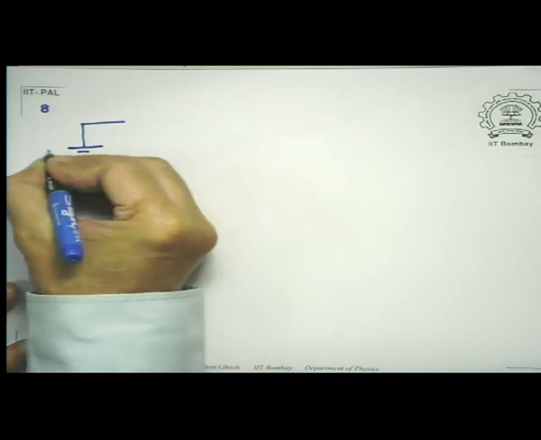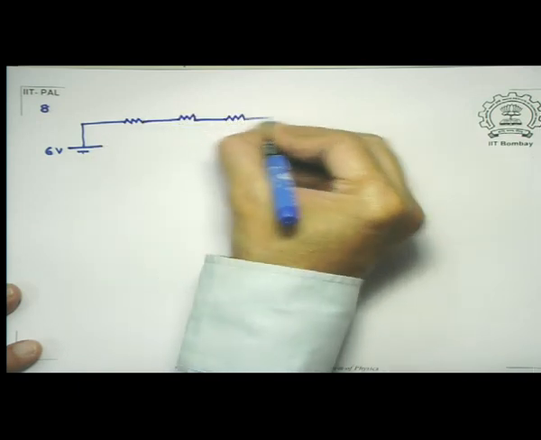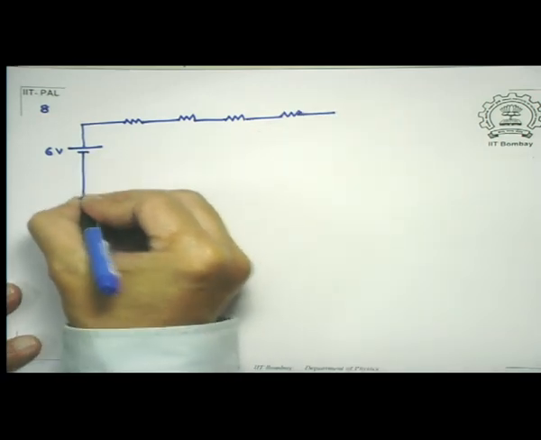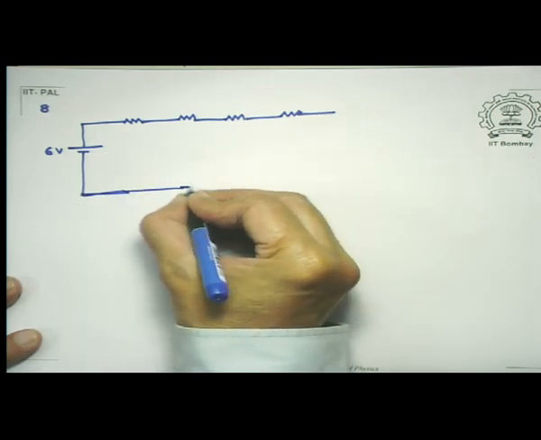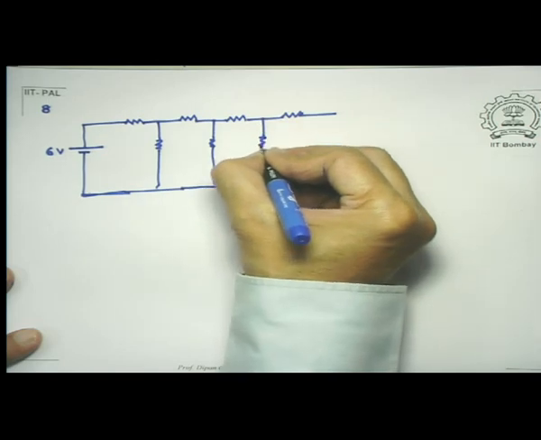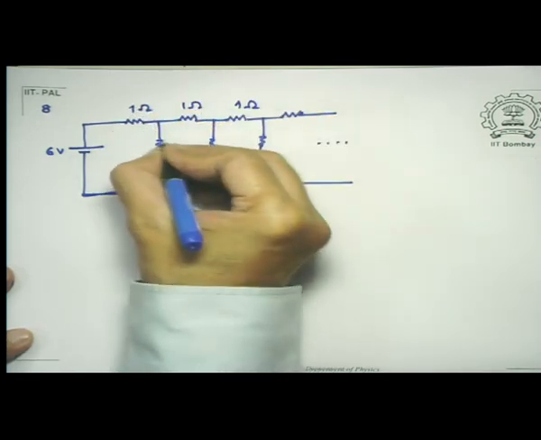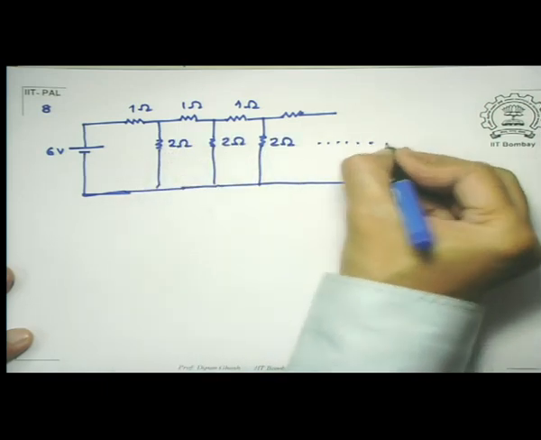At that time, we had simply asked for, using the concept of parallel and series combination, we were asked to calculate what is the effective resistance. What I will do is do the same thing, but I will now put a battery in one end of the circuit. So let me draw this circuit. There is a 6 volt battery here. This is not quite the same circuit as we did earlier. Let's say this is 1 ohm, 1 ohm, 1 ohm. This is 2 ohms, 2 ohms, 2 ohms. And this continues in an infinite ladder.